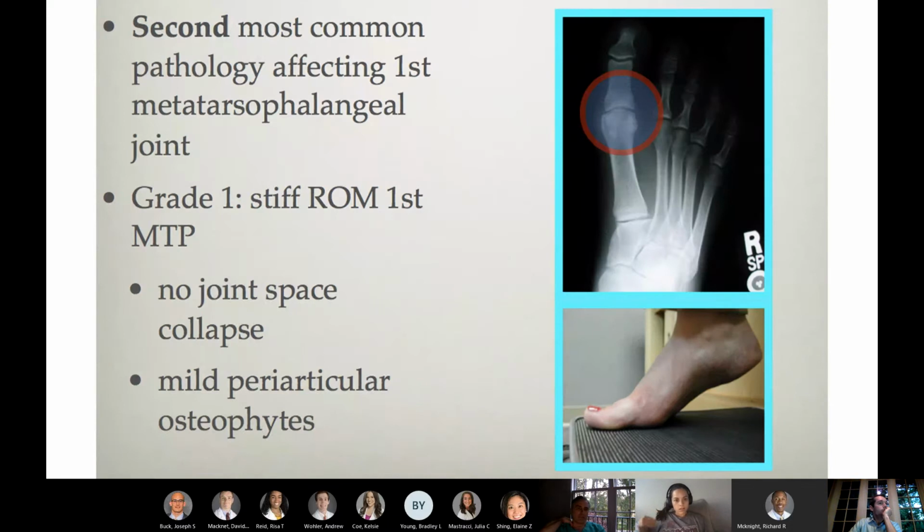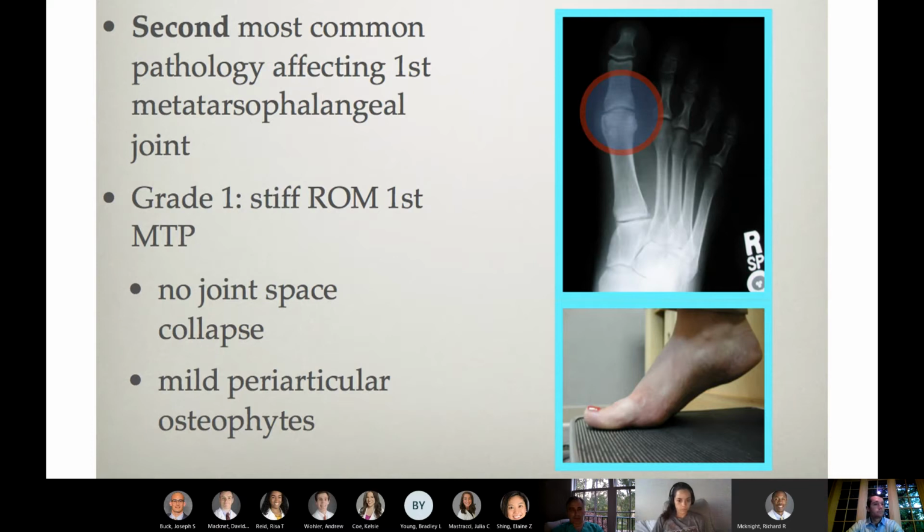So, MTP joint. Hallux rigidus. What is it? It's really arthritis of that joint. So why do we call it hallux rigidus? It's because it's stiff. There are a lot of other names: hallux primus elevatus, dorsal bunion, hallux limitus. Those all mean the same thing.